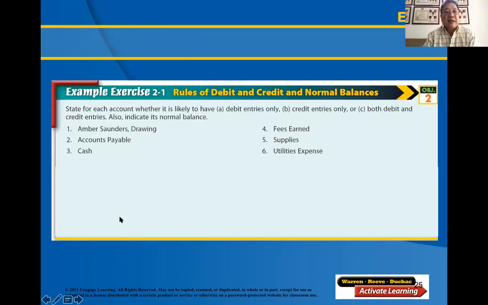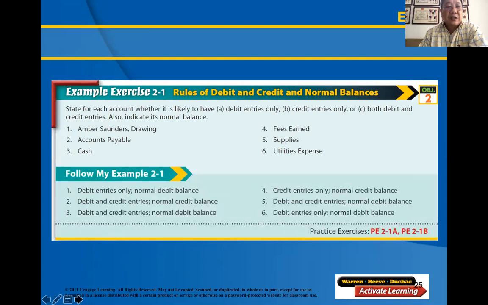Okay. Nakita nyo na to. Meron to sagot sa libro. You state for each account whether it is likely to have debit entries only, credit entries only, or debit. Yan ang sagot. Number 1, drawing, debit entries only because the normal balance is debit. Number 2, ang accounts payable, syempre, nadami, naunti, nadami, naunti.